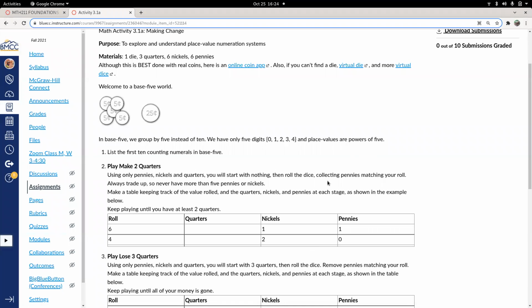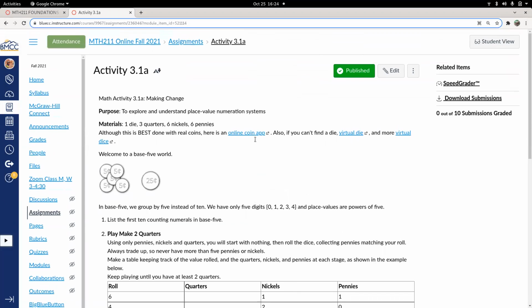Okay, so this is activity. Am I even sharing my screen? Doesn't look like the right screen. Yes, I can see your screen. You can, okay, cool.